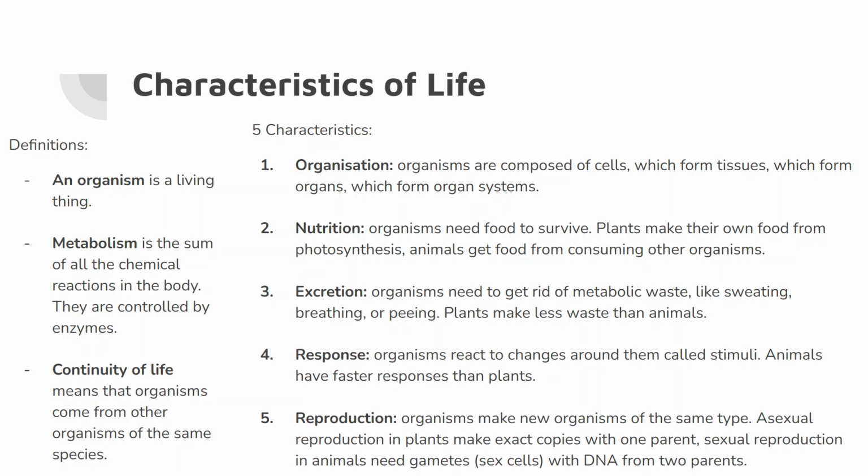And reproduction is that organisms make new organisms that are the same type as them. So asexual reproduction in plants means that they make exact copies with one parent, and sexual reproduction in animals, you need gametes, which are basically sex cells, your eggs and your sperm, and that has DNA from two parents. That also means that our offspring as animals are a bit different than the parent, whereas in plants, because it's one parent, it's exactly the same.